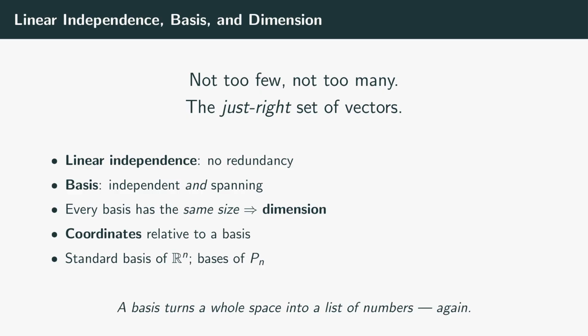Not so few that it misses points, not so many that it wastes vectors. Then the theorem that anchors the whole subject: every basis of a given space has exactly the same number of vectors, and that common number is the dimension. Because it does not depend on which basis you pick, dimension is a real property of the space. Finally, once you fix a basis, every vector gets a unique address, its coordinates. We will count the dimension of Rn and of polynomial spaces, and watch one idea organize them all.